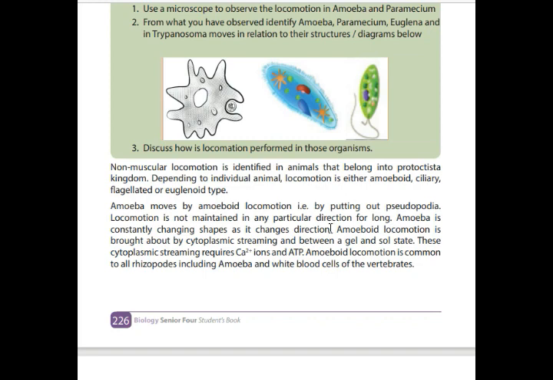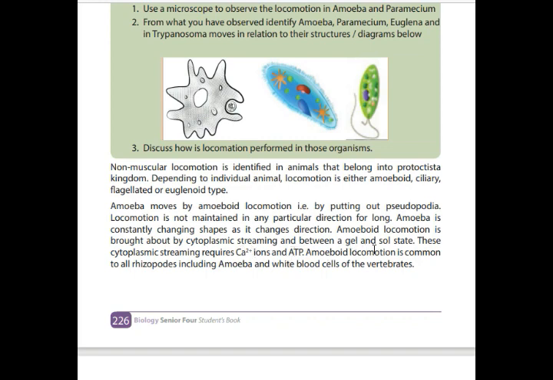You see, by their foldings, it moves by pseudopodia. When it folds, it changes direction and changes shape time by time as it moves. So amoeboid locomotion is brought about by cytoplasmic streaming between jelly and sol states.